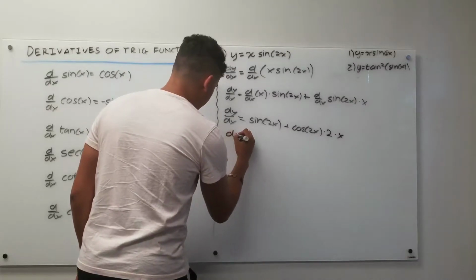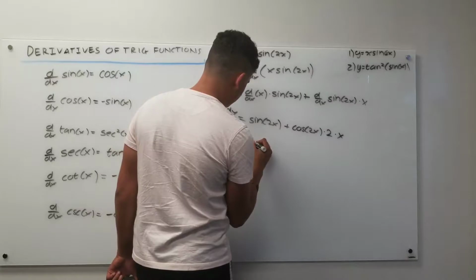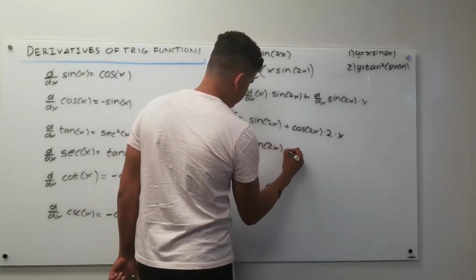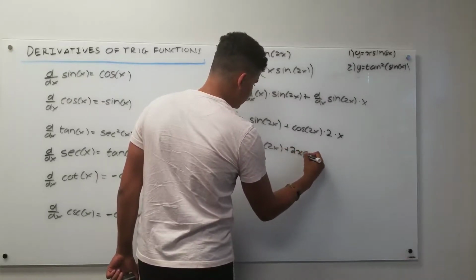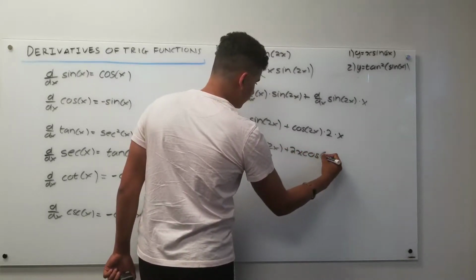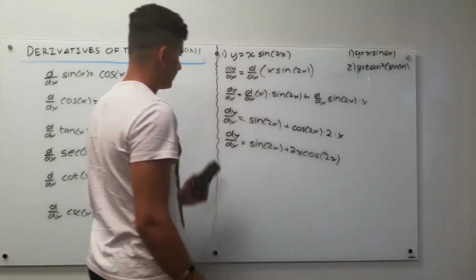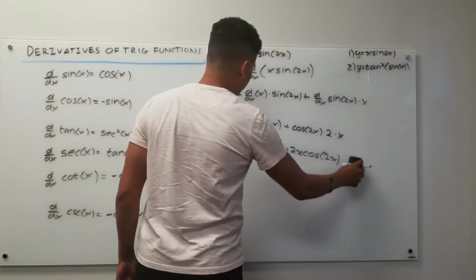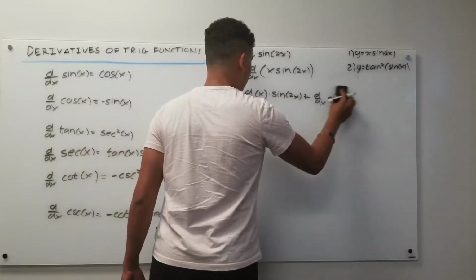So dy dx is equal to sine of 2x plus 2x cos of 2x. And that is the derivative for problem number 1. Y is equal to x sine of 2x. Now we're going to move on to a little bit more complicated problem.